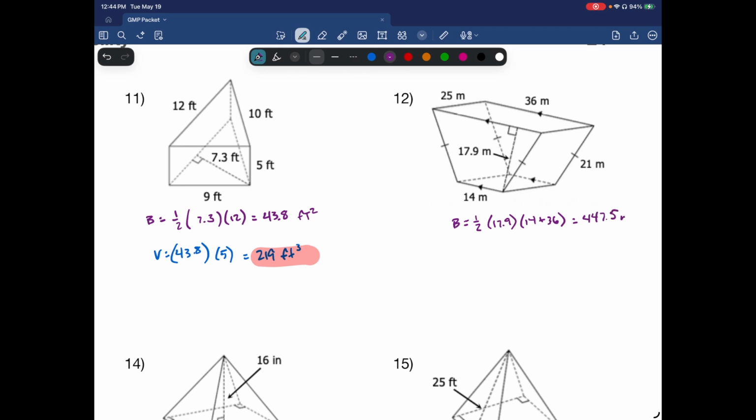447.5 meters squared. And then my volume is that area, 447.5, times the depth of the figure, which is 25. So 25. And that's going to give me 11,187.5 meters cubed. Right?